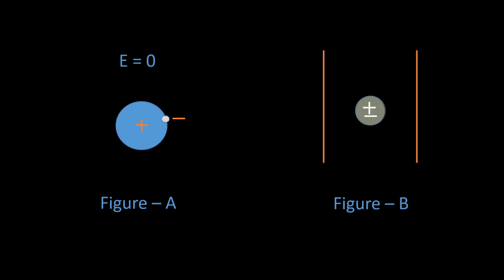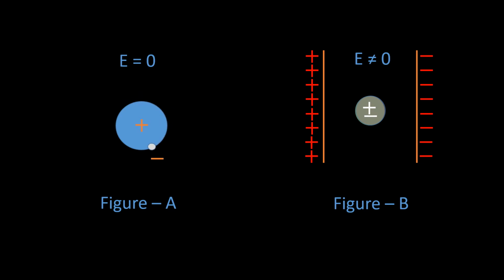Now, what happens to a molecule or atom which is non-polar when subjected to an external electric field? Here we have some molecule which has the same center of negative and positive charge in the absence of any external electric field. But now I want to subject it to an external field. See here in figure B, I am depositing positive charge on one side and negative charge on the other side, so I can say that I have subjected the molecule to an electric field. The electric field is not zero now.